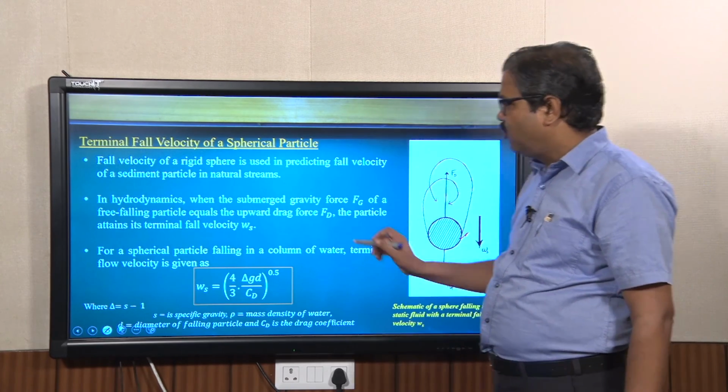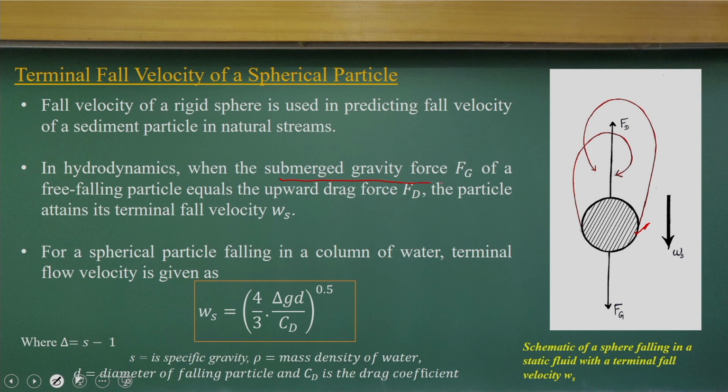This happens when the submerged gravity force is equal to the upward drag force. The upward drag force and the submerged gravity force both equal each other. The net force acting on this solid particle becomes zero. There is no acceleration. It moves with a terminal velocity, the fall velocity, which is Ws. So we are just equating these two forces, the drag force and the submerged gravity force.